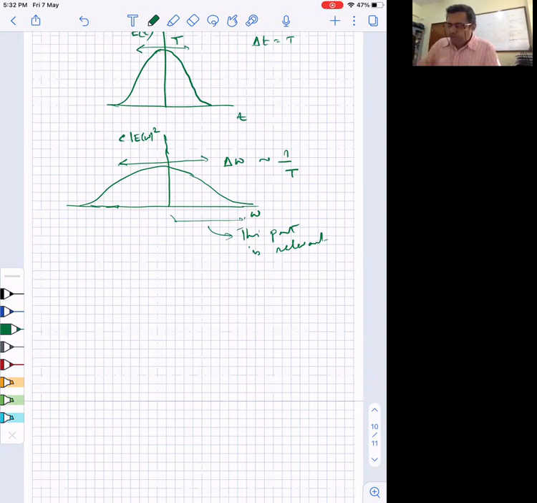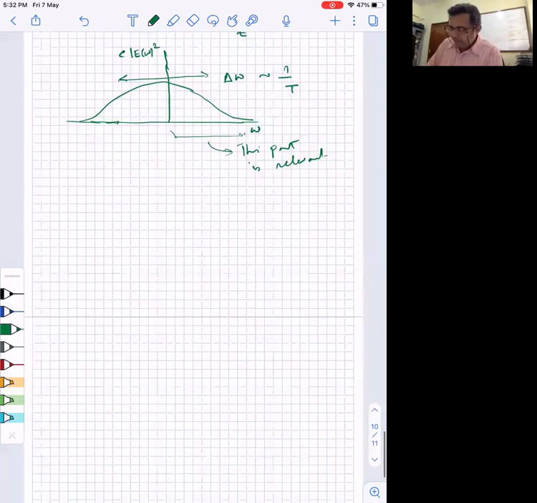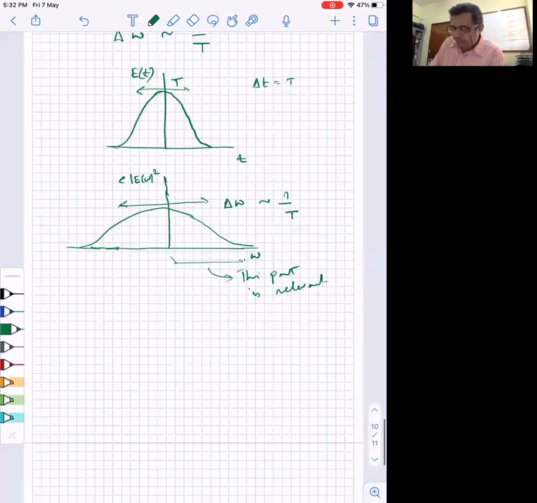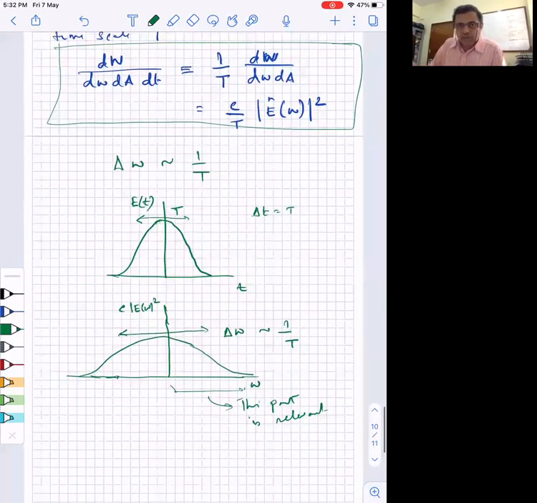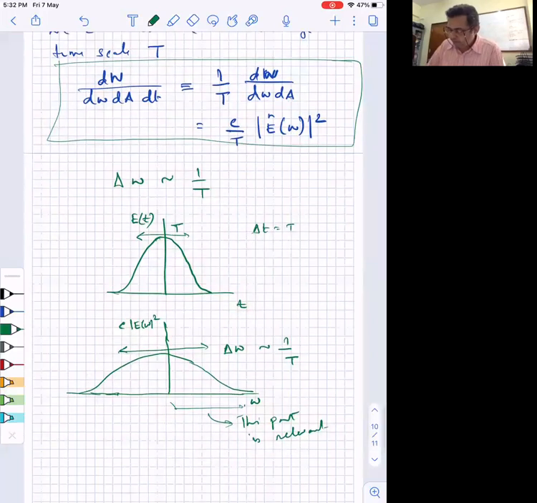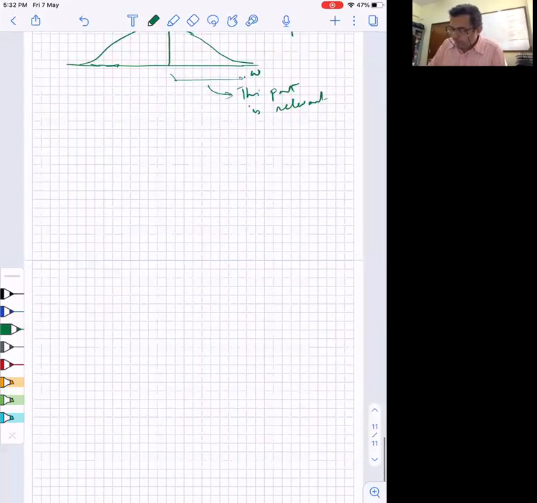Now when it's just one pulse, I can choose the delta t to be just the half width. Over here, this is the most reasonable time period to think of, or over which I want to look at. Okay, delta t.